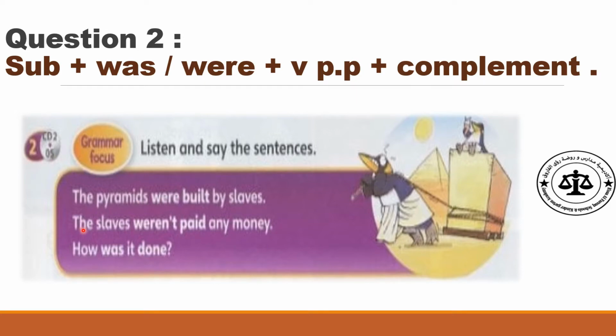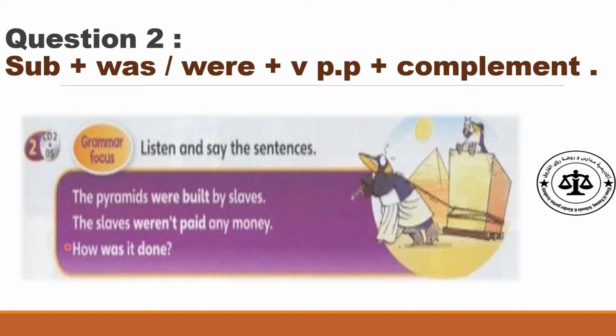Look at the first sentence. The pyramids were built by slaves. In this sentence, we don't know who does the action. The pyramids is a plural noun, then were, this is verb to be. Yes, we use were because here we have a plural. Then the verb past participle, built, from built by slaves.